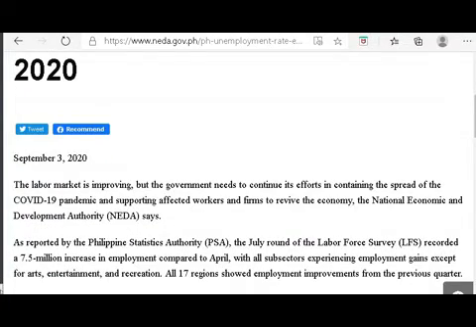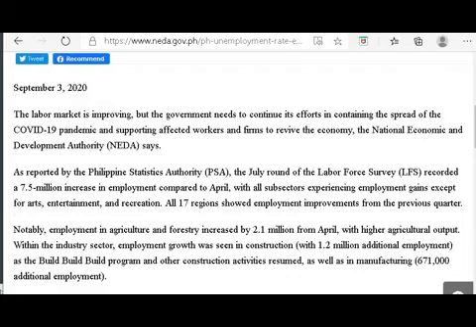Okay? So, sabi dito, no? As reported by the PSA, the July round of the labor force survey recorded a 7.5 million increase in employment compared to April, with all subsectors experiencing employment gains except for arts, entertainment, and recreation. All 17 regions showed employment improvements from the previous quarter. So medyo nag-improve pa kasi syempre, ang kasagaran kasi ng lockdown is from March to June.